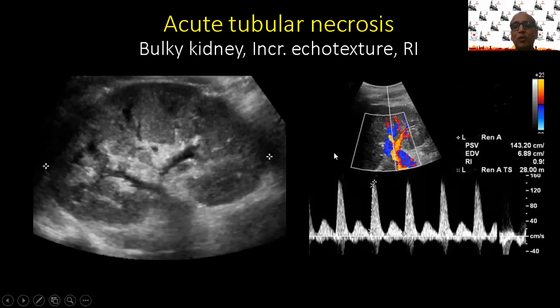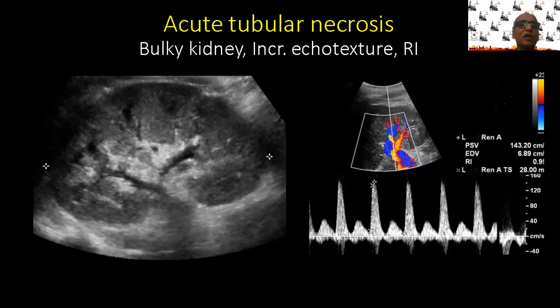And if you do a color Doppler and put a spectrum in the segmental or the interlobar arteries, you could have increased intrarenal resistive index. The resistance to the flow increases in these acute parenchymal diseases. So you could have a resistive index more than 0.9 here. Normally, anything less than 0.7, you take it as normal. Or if in a patient with unilateral disease, an RI more than 0.05 difference from the other kidney is again taken as abnormal.